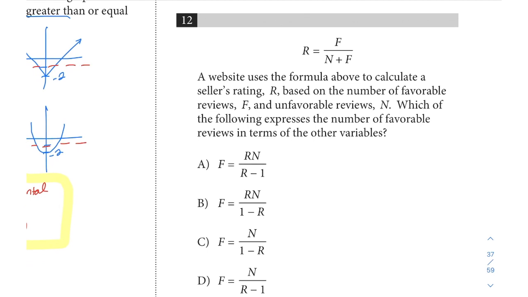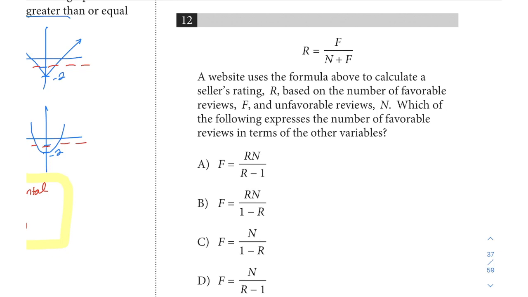So for 12, it says a website uses the formula above to calculate a seller's rating, R, based on the number of favorable reviews, F, and unfavorable reviews, N. Which of the following expresses the number of favorable reviews in terms of the other variables? And here we can see in our answer choices that everything is in terms of F equals. So basically, this is a long-winded way of them asking us to isolate F, to get F by itself. So let's see how we can do that.